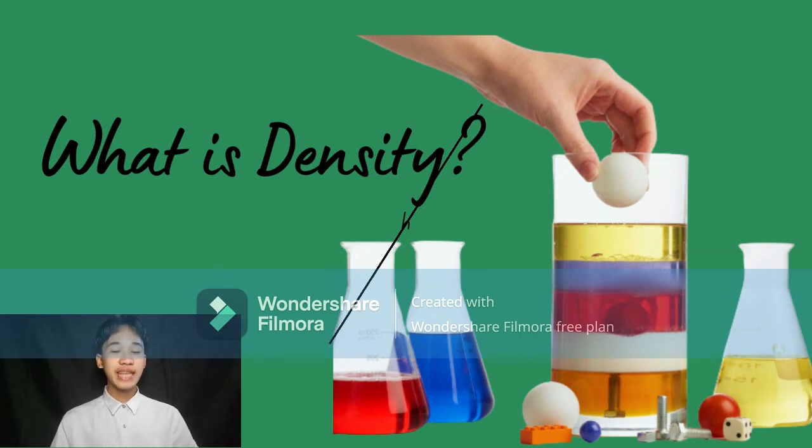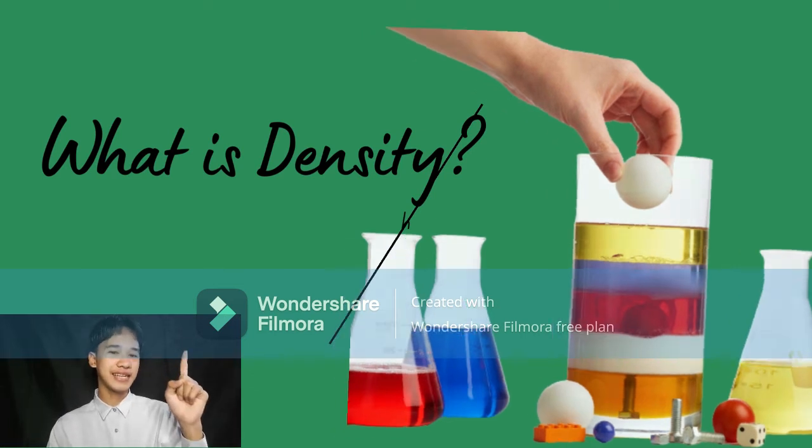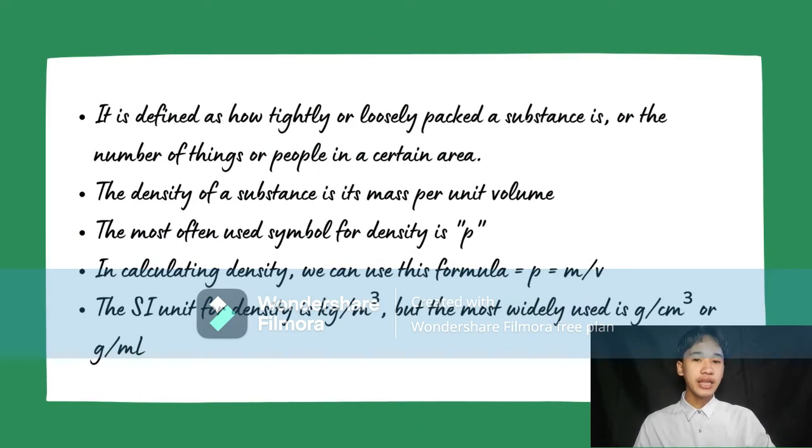Let us now proceed to density, specific gravity, and specific volume. What is density? It is defined as how tightly or loosely packed a substance is, or the number of things or people in a certain area. The density of a substance is the relationship between the mass of a substance and how much space it takes up, or its volume. The most often used symbol for density is the Greek letter rho (ρ), but we can also use the capital letter D to represent it.